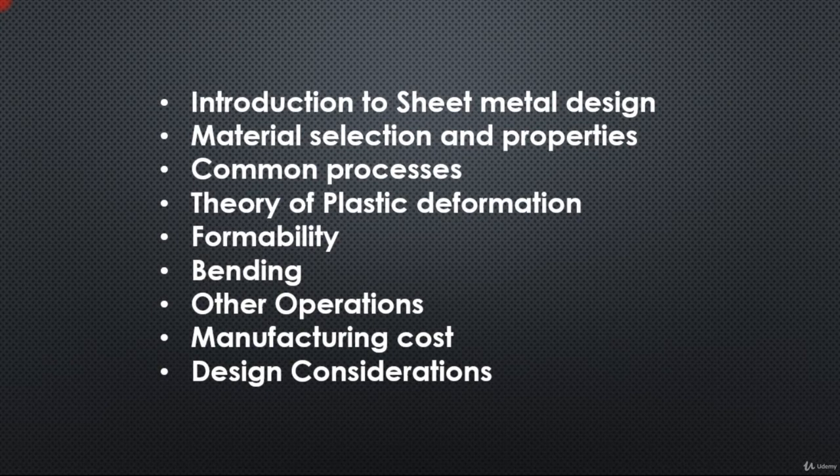After that, we'll have a deep dive in the theory of plastic deformation. So what is the underlying theory behind the sheet metal forming? After that, we'll have a look at formability, which is a very important concept and which validates the feasibility of a design in sheet metal forming. After that, we'll have an in-depth look of bending. So bending is one type of operation in sheet metal and we'll have a look at it in depth. So in this section, we'll have a look at the K factor, the neutral axis, the bend allowance, the minimum bend radius, all that we'll have a look in this section.